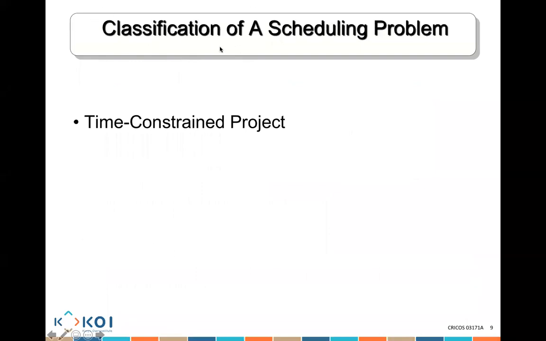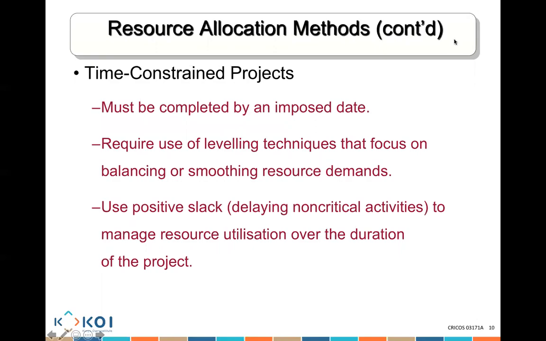So when we go about classifying our projects, we classify them as time-constrained projects and resource-constrained projects. Now, you're going to ask me, what is a time-constrained project? What is a resource-constrained project? Well, sometimes it might be clear, but I'm going to explain these in more detail. So a time-constrained project must be completed by a particular date. Whatever you do, you need to finish by that particular date.